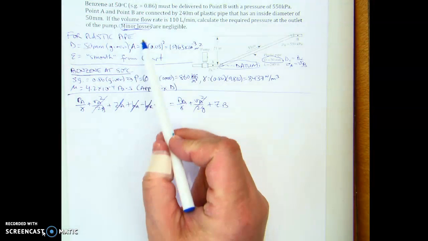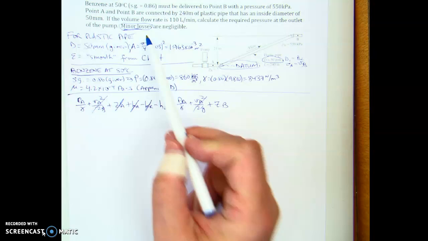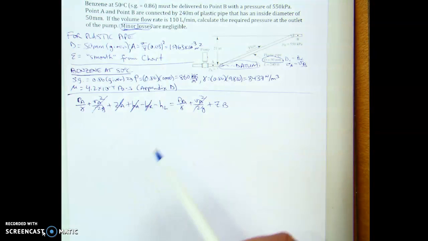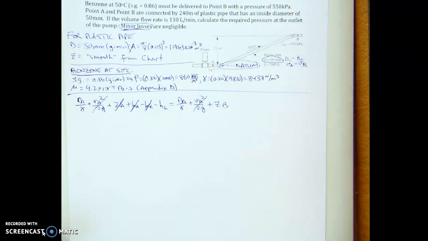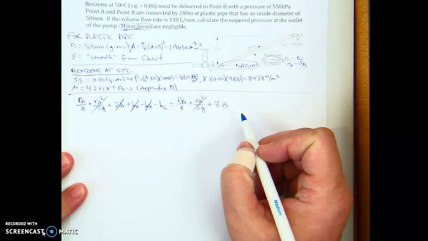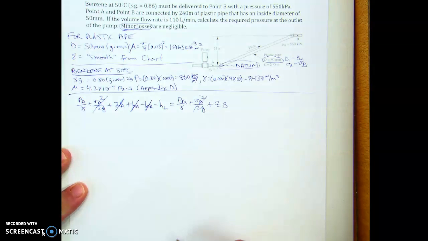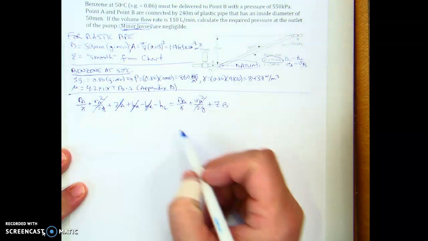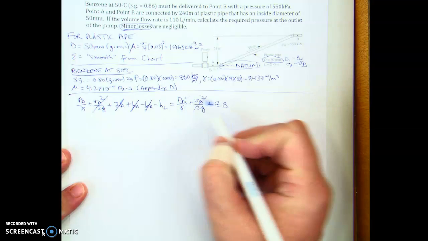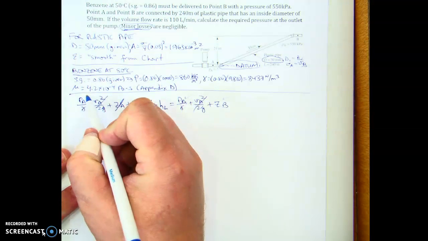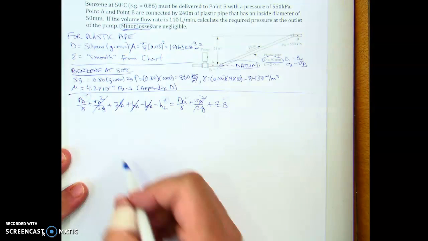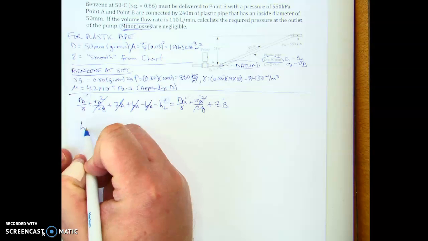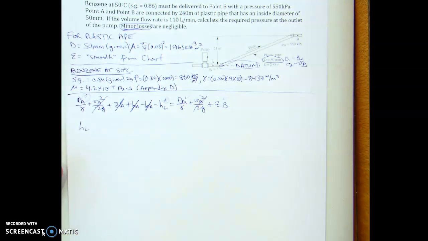HL, even though minor losses are negligible, we still have to get the friction component. And then PB we've got, and ZB we've got. Okay, so the big thing now is we're looking for this. We're going to need to get HL. So this is our first time really getting HL.